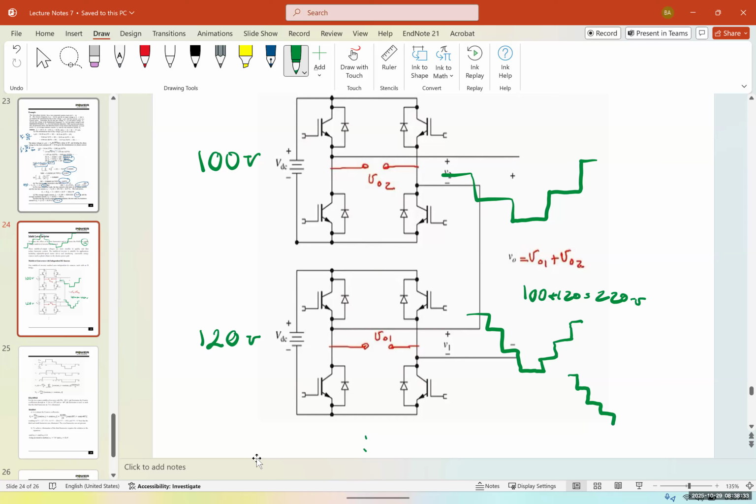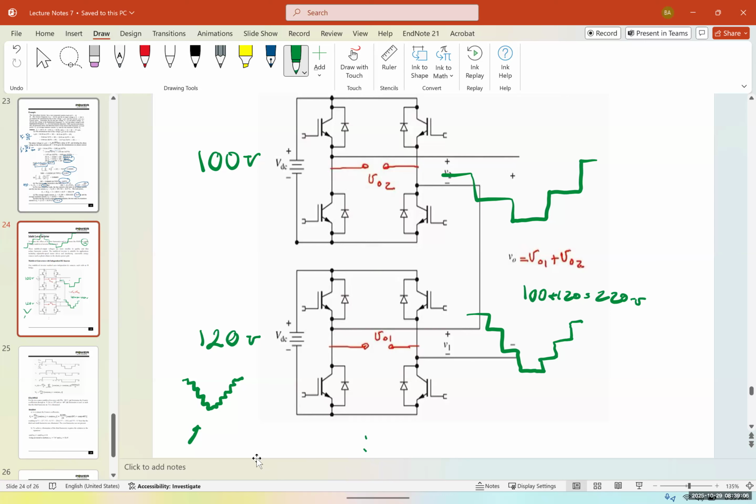So for example, if we have like 8 or 9, let me do one with more levels. So imagine that I have one that is 8 level like this. The higher the number of voltage sources, the better the signal we're going to create, cleaner, closer to the fundamental with less harmonics.